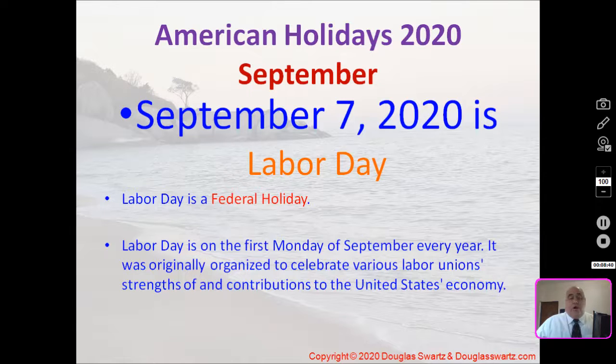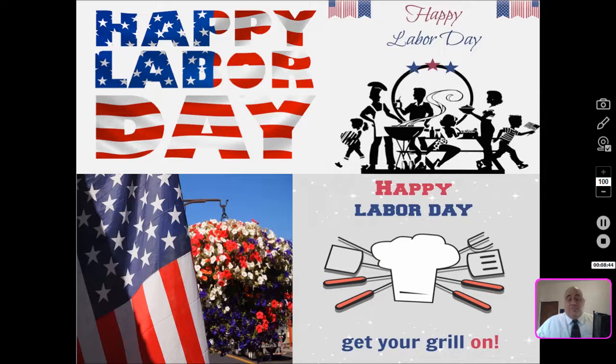It is a federal holiday. So it's a day that most working people get to have a rest, barbecue at home, and just have a day off. And we honor the people that help make the country move every day by working every day, by giving them the Labor Day.